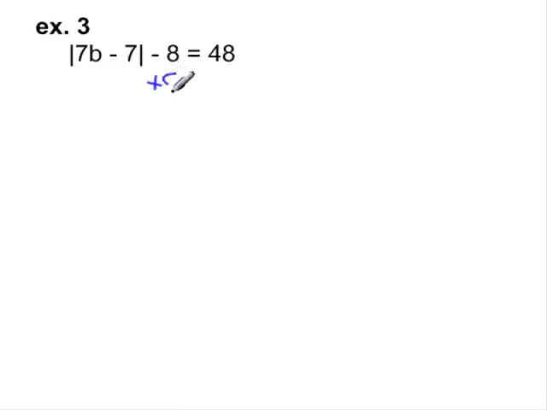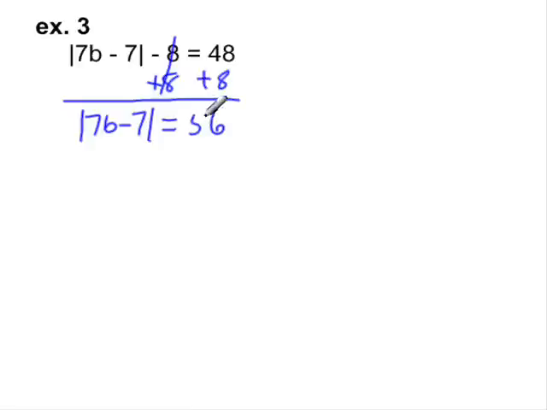And I'm going to add it on both sides to get rid of it on the left side. So I'll get the absolute value of 7b minus 7 is equal to 56. Now, there is nothing over there with this absolute value, and by that I'm saying there's nothing on the outside of it. We just have the absolute value and then what's on the inside, and so that's what we consider isolated.